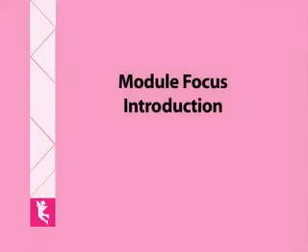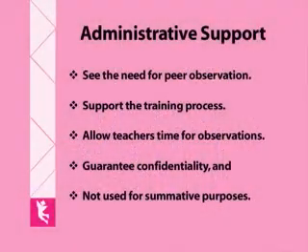Module focus, Introduction. For peer observation to work well, teachers must be trained in the observation procedure and in how to give productive, useful feedback to each other. In order to be successful, peer observation also requires that administrators see the need for peer observation, support training for the process, and create a system that allows teachers time for observing each other. In addition, administrators should guarantee that information will remain confidential and will not be used for summative purposes.